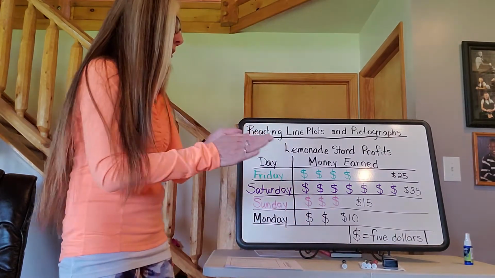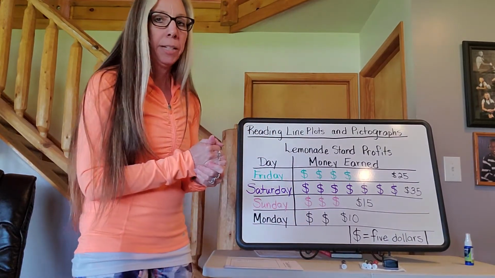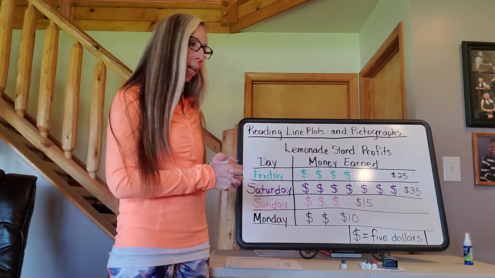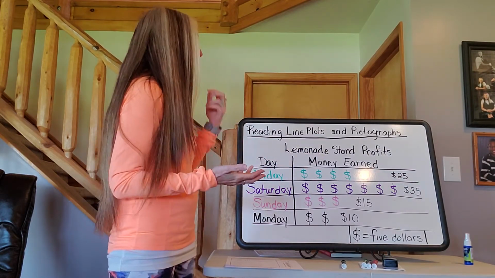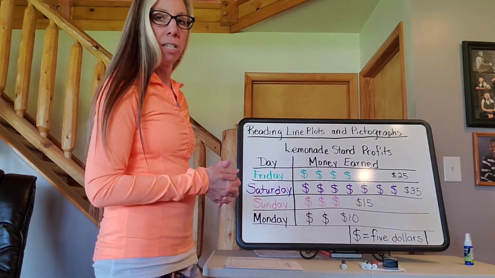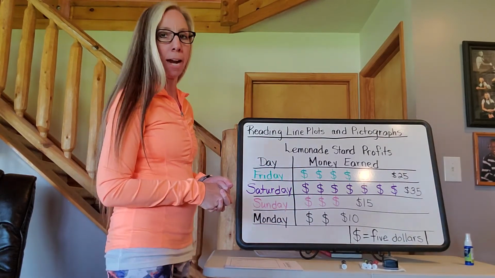So, a pictograph is kind of like a bar graph, but yet it's not. It has pictures that represent how much of something. In this particular case, how much money did I make on those days selling my lemonade at my lemonade stand?